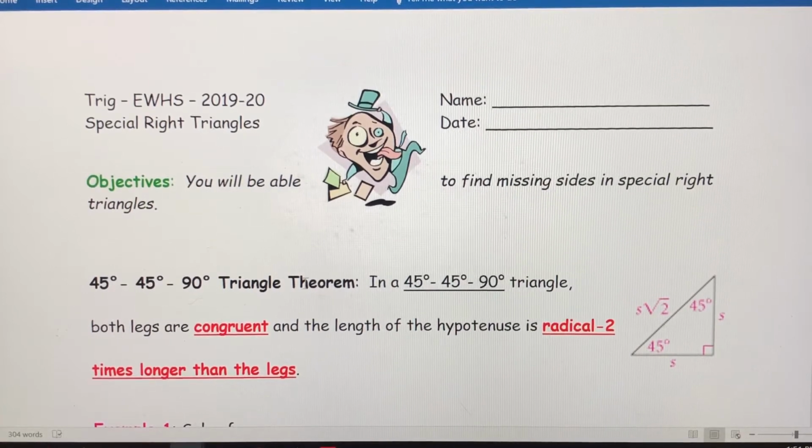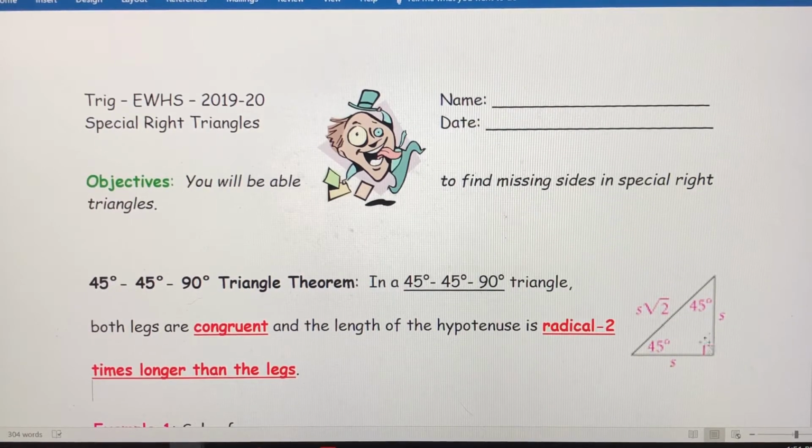Because we have two congruent angles here, we have an isosceles triangle. Because it's isosceles, we know that both legs have to be congruent. So these are the two legs of the isosceles triangle. They have to have the same measure. These angles are the base angles. They have to have the same measure. So 45, 45, 90 is our special right triangle, okay?